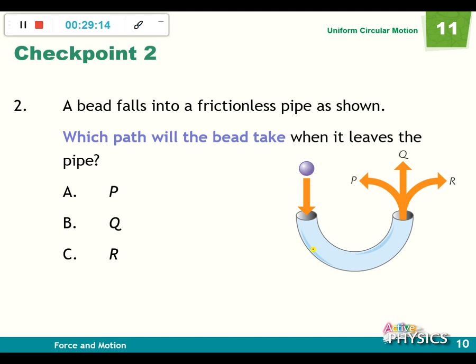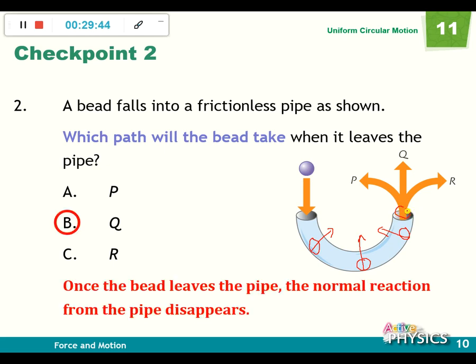When you drop this ball here, this ball will touch the inner surface of the pipe. The inner surface of the pipe will provide normal reaction to make it move in a circle. So when it goes to here, the same normal reaction. Here, normal reaction. But how about this? Just as it leaves, the normal reaction will be absent.